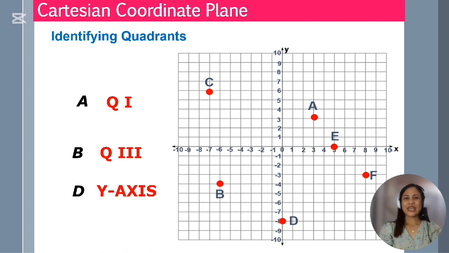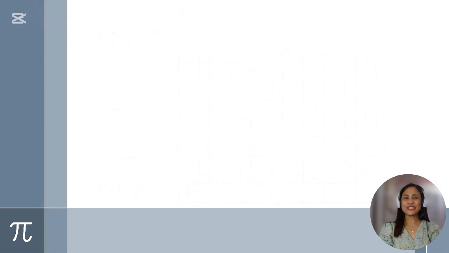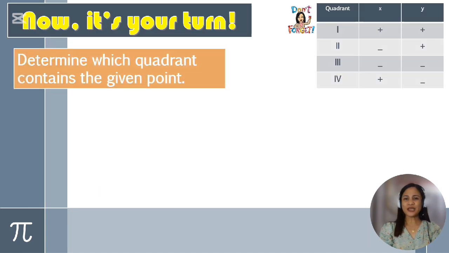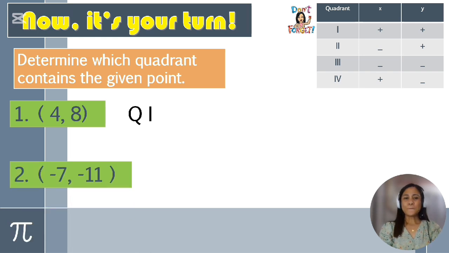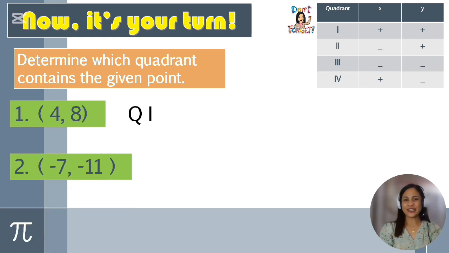Very good. Let's try another example. Determine which quadrant contains the given point. Let's start with 4, A. Yes, Maria? That's correct. Point A is located in quadrant 1. Next, let's have -7, -11. That's great. So this point is located in quadrant 3.